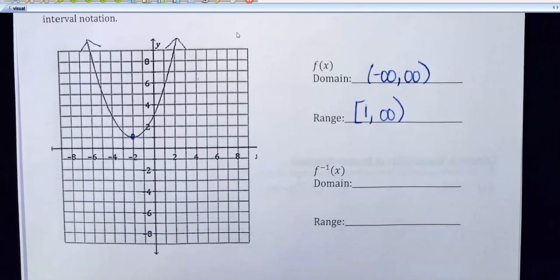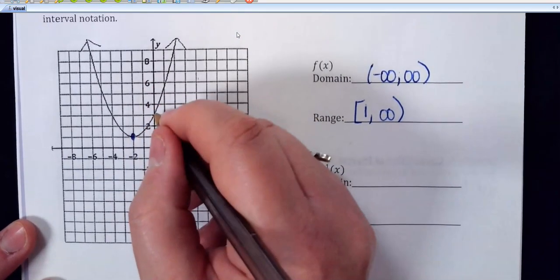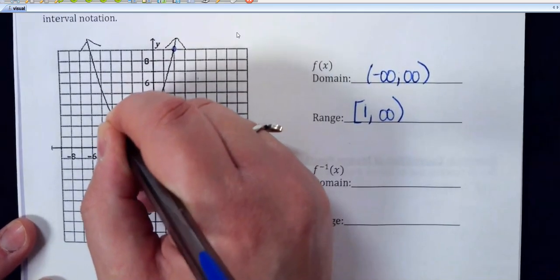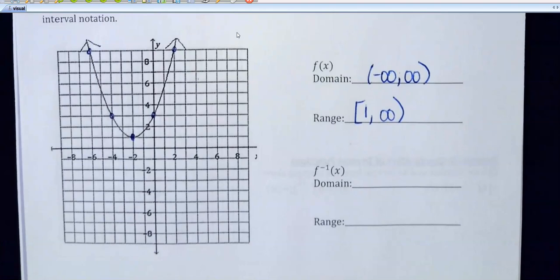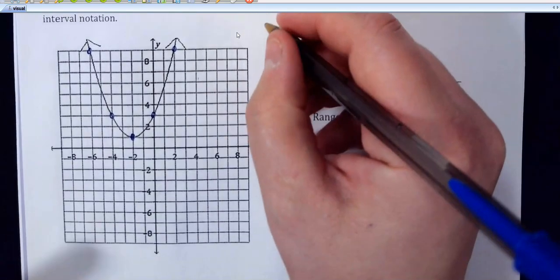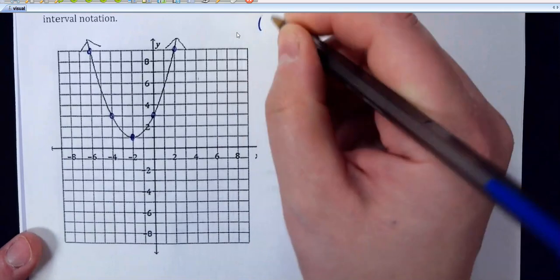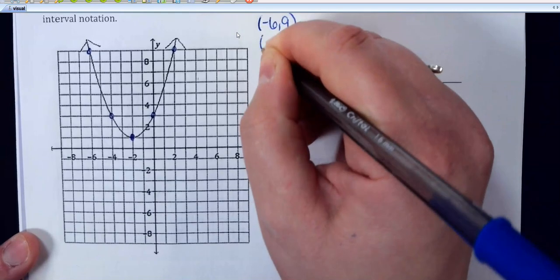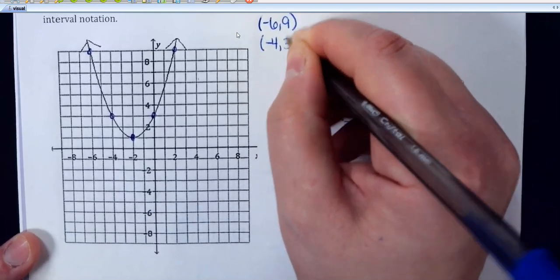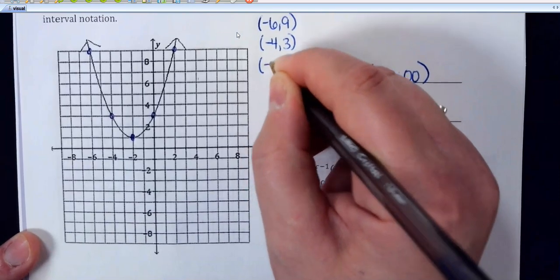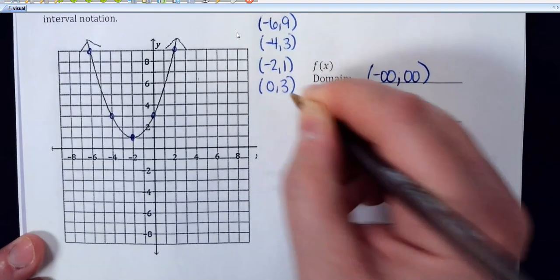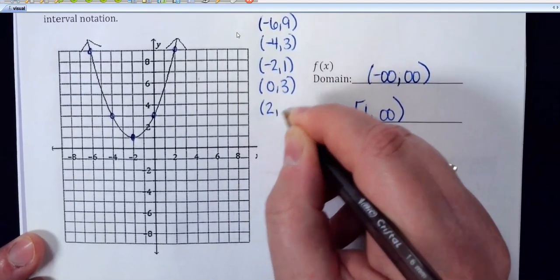Okay, now here's the deal. If I have a graph, probably the easiest thing for me to tell you to do would be just grab a couple points that go right through a corner, especially if you don't have a table. Let me just jot down these points. I just went right through a corner to get them. So one of them is -6, 9. I have the point -4, 3, -2, 1. I just grabbed 5 points. 0, 3, and 2, 9. Okay, so that's my original graph.